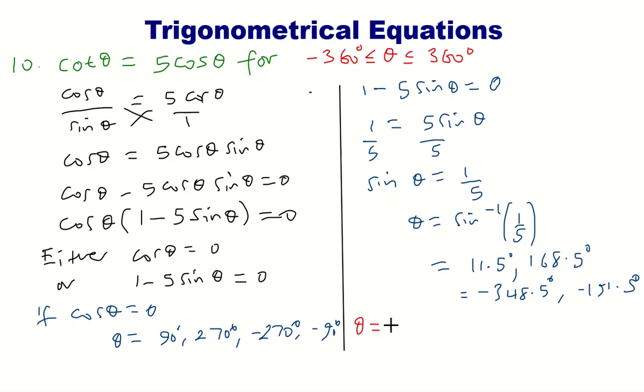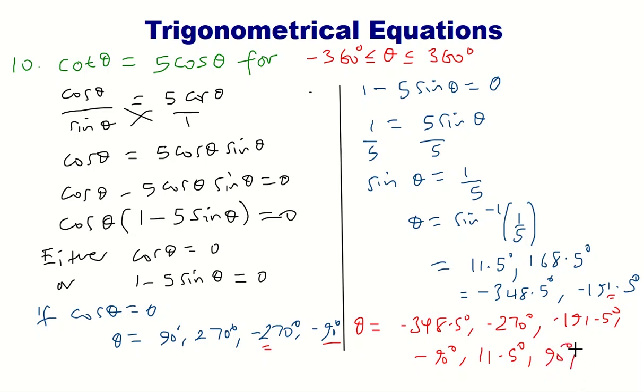So the values of theta now would be negative 348.5 degrees, followed by negative 270 degrees, followed by negative 191.5 degrees, followed by negative 90, and followed by the positives: we have 11.5 degrees, followed by 90 degrees, followed by 168.5 degrees, and lastly 270 degrees.